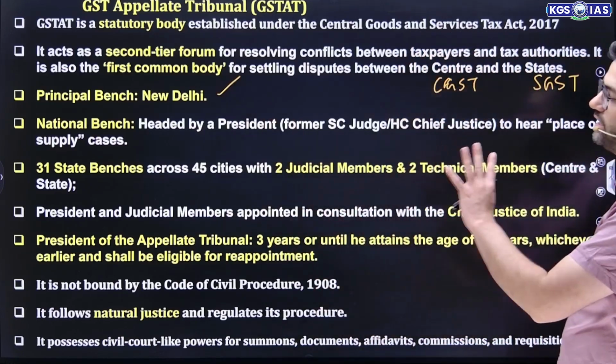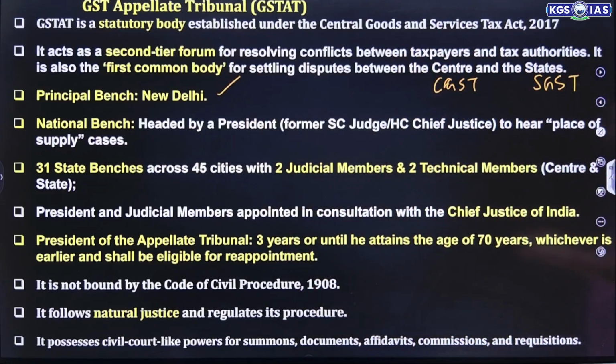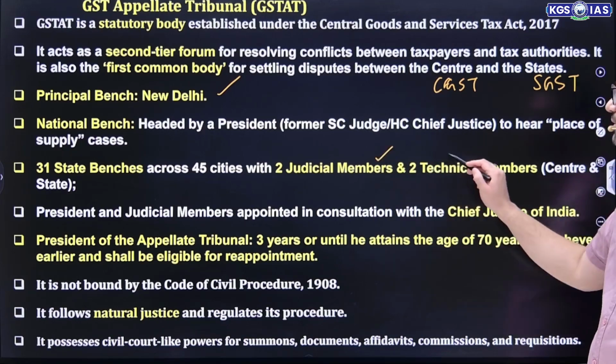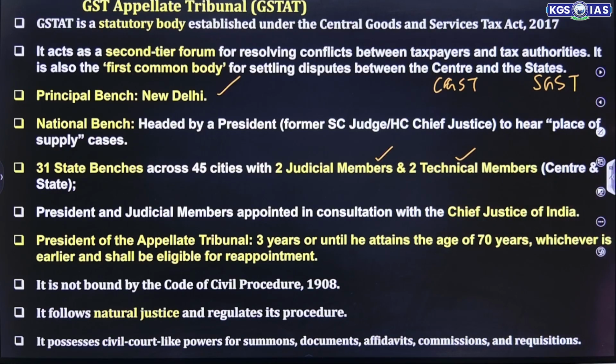The national bench is headed by a president, who is a former Supreme Court judge or High Court Chief Justice, to hear the place of supply cases. There are 31 state benches across 45 cities with 2 judicial members and 2 technical members. Then the president and judicial members are appointed in consultation with the Chief Justice of India.